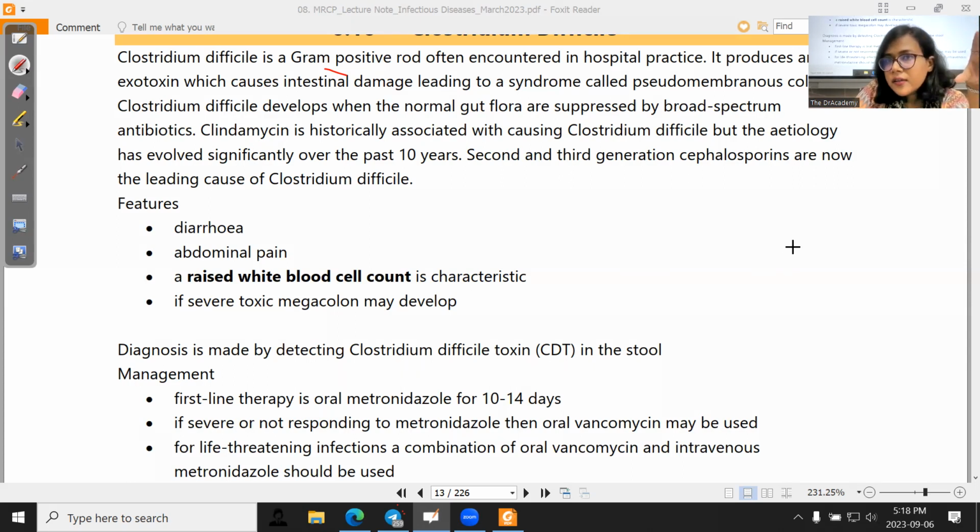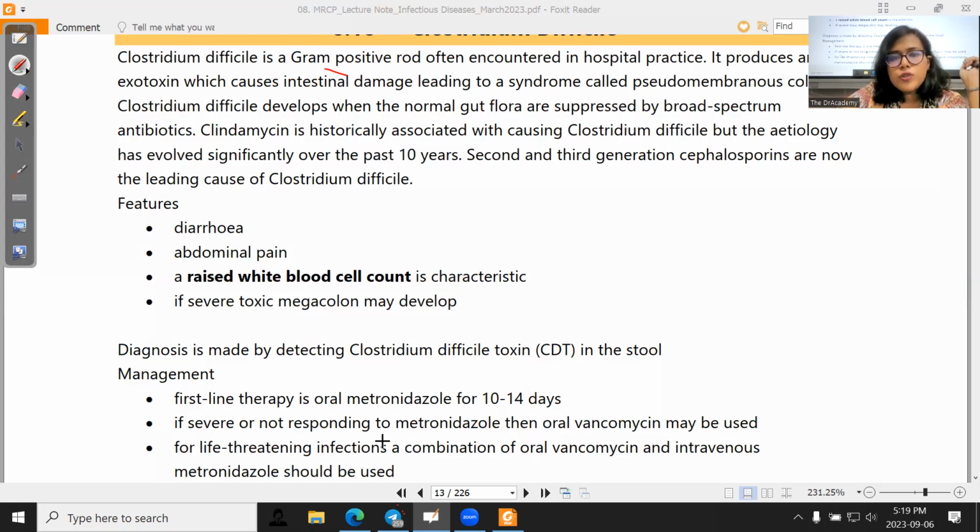Why? Because the infection is transmitted through the fecal route and is present in the colon. So you want to go for direct action. You either go for the oral route or the rectal route. Rectal route is not available. So which route is available? Oral route. Okay. Oral metronidazole.